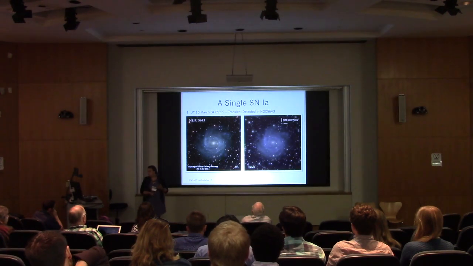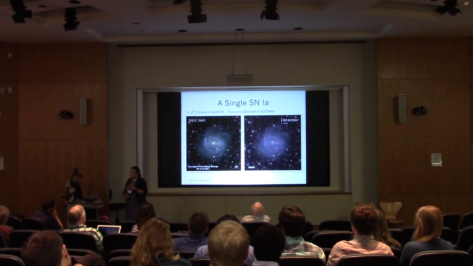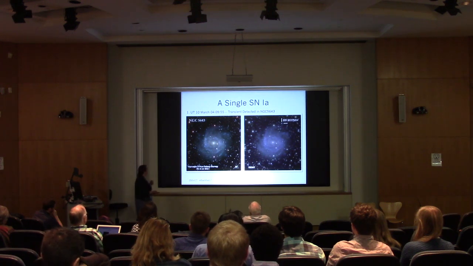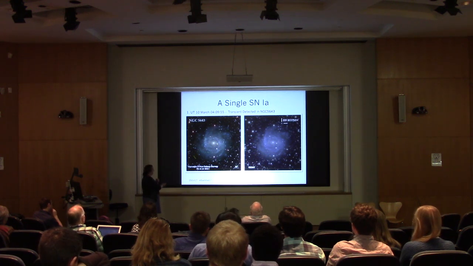So to demonstrate to you that this is easy, I'm going to show you the brief period of time this spring when I was a supernova hunter. So on the 10th of March at 4 a.m. UT, a transient was detected in this beautiful galaxy face-on spiral called NGC 5643. There it is, right there.